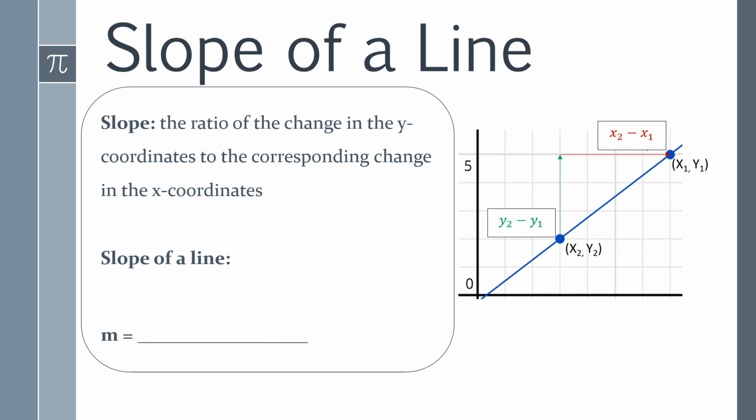So again, the formula is y sub 2 minus y sub 1 over x sub 2 minus x sub 1, which we can put in shorthand as delta y, change in y, over change in x, which is another way of saying the rise over the run.